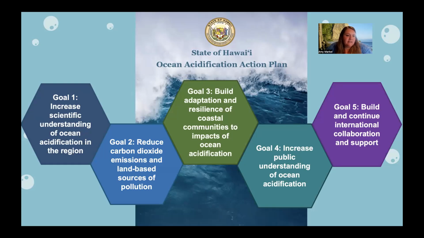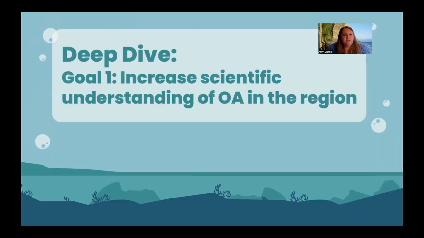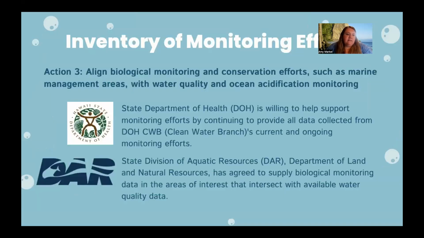So going to the next slide, we'll jump into goal 1, increasing the scientific understanding of OA in the region. Next. And one of the ways that we did that was by convening the different departments. We wanted to make sure that we aligned biological monitoring with our water quality monitoring. So we got commitments from both the State Department of Health, Clean Water Branch, to provide all data collected from their current and ongoing monitoring efforts, as well as the Division of Aquatic Resources for biological monitoring that intersects and overlaps with our water quality data. Next.